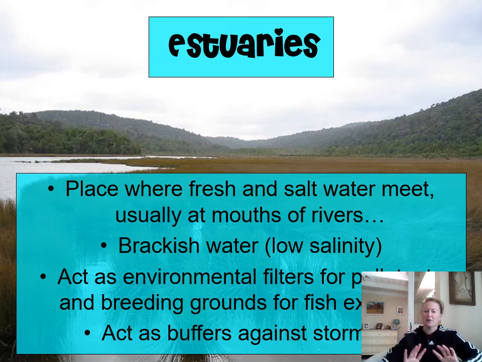They slow down the flow of water back out to the ocean, which allows it to infiltrate back down into the ground. They do serve as breeding grounds for certain fish species like halibut. They're breeding grounds or resting areas for fish, and they do act as buffers for storms for anyone that built a house along the coast.